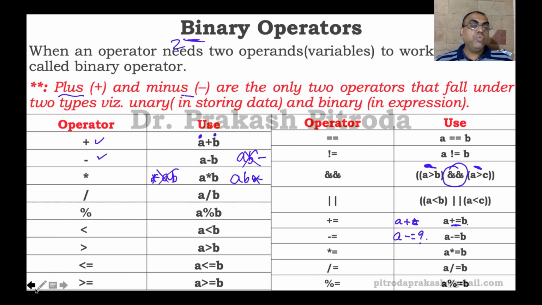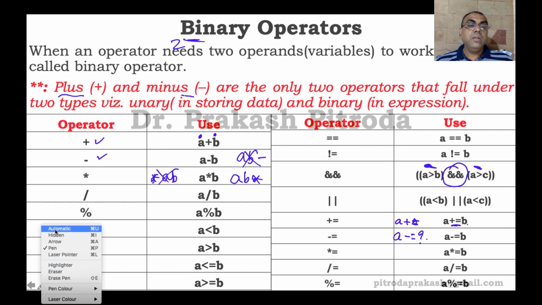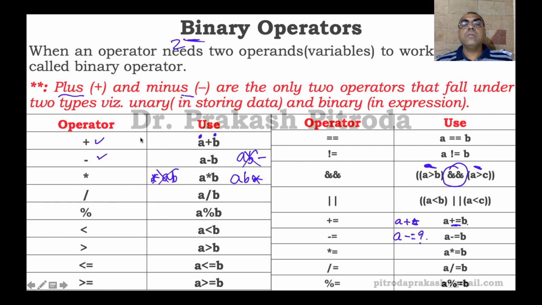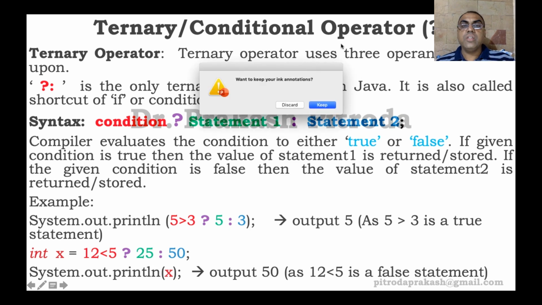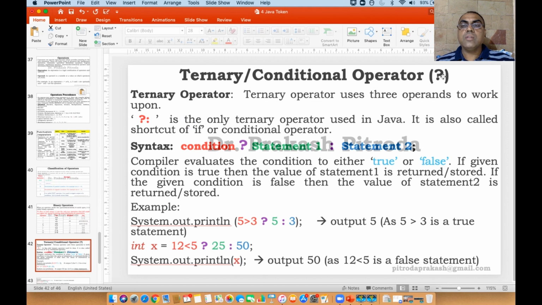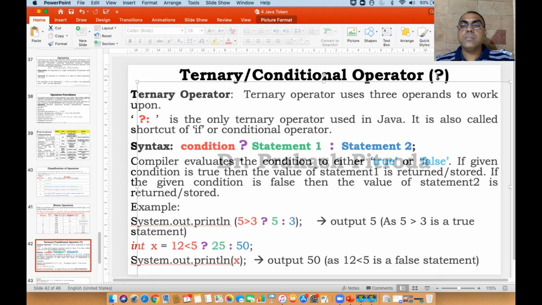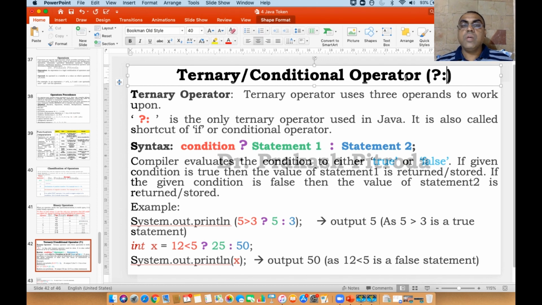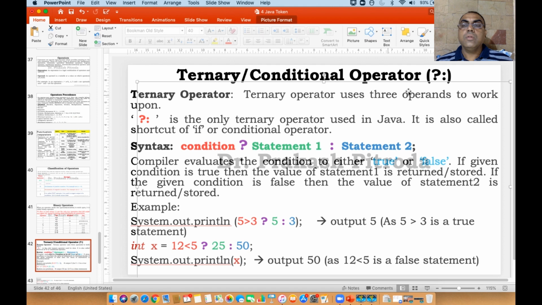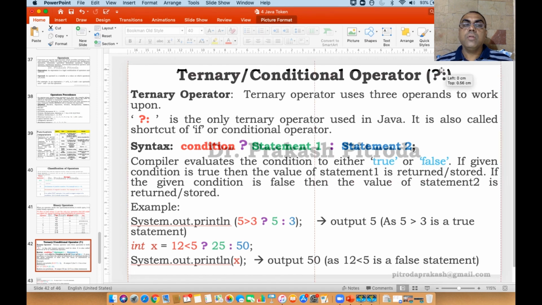Now we will move on to the third and final one, which is very important from the ICSE point of view as well. There is always a question on this operator. This operator you've not learned. I need to make a change here, there is a typing error, so let us correct it. This is a question mark and a colon. Okay, so we will continue from here.